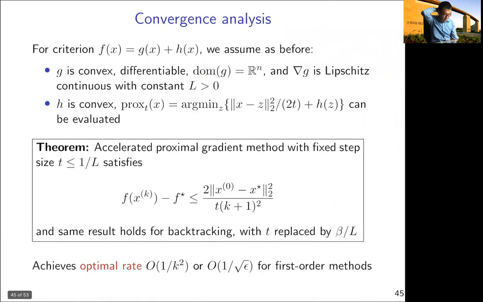Okay, so this is the exact statement of the convergence bound for accelerated proximal gradient. We're not going to be able to prove this, but you can check and convince yourself that with this 1 over k squared convergence rate, you are getting the order 1 over square root of epsilon iteration complexity.